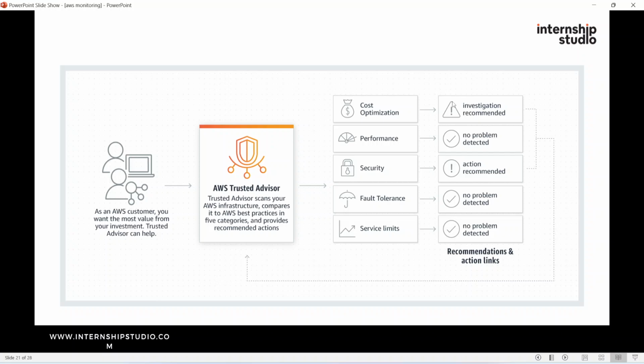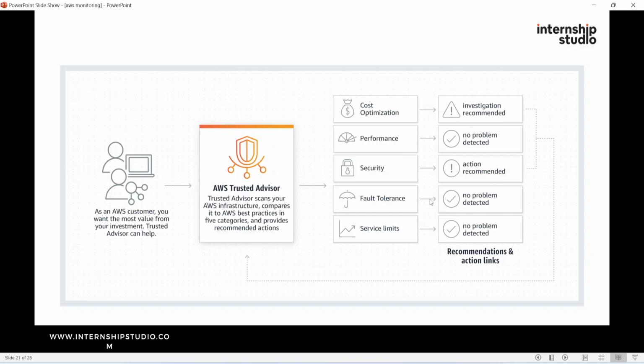So they show something like investigation recommended so that you may further reduce the cost. Related to performance, they say no problem detected. It means your application is running fine. In case there are any security misconfigurations, they give a warning called action recommended so that you can take help of the Trusted Advisor and navigate and fine tune them.